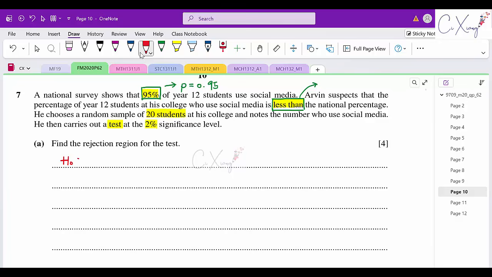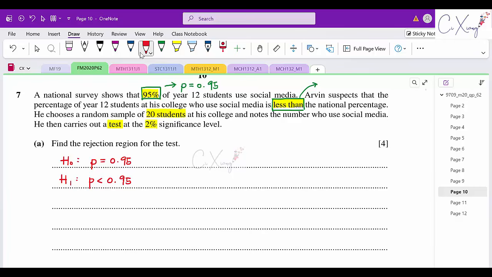Then to make everything clearer, maybe you can try to set up the null and alternative hypotheses first. So this is a hypothesis test for population proportion. And we have P equals 0.95, and after that, P smaller than 0.95.